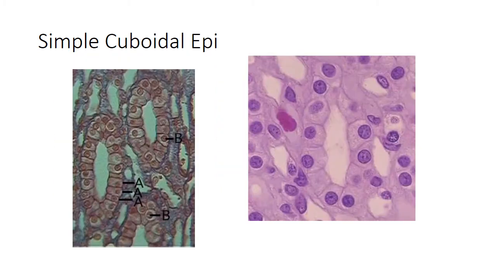Third one, simple cuboidal. And these are little cube-shaped cells. You'll find these on the surface of your ovaries, for instance. So with the simples, what do you got for simples? You got three simples. Simple what? Squamous. Simple columnar. Simple cuboidal.